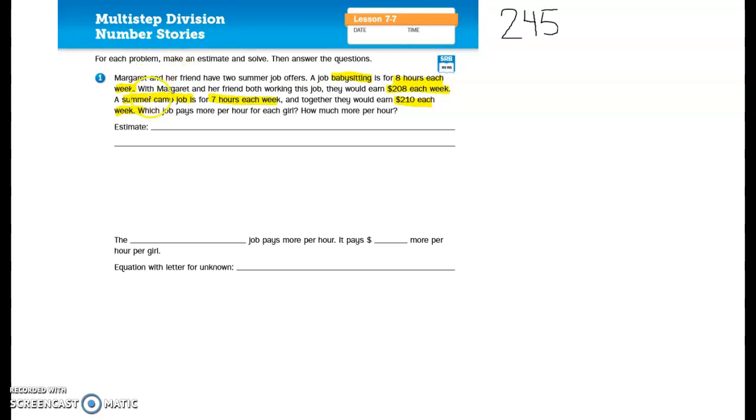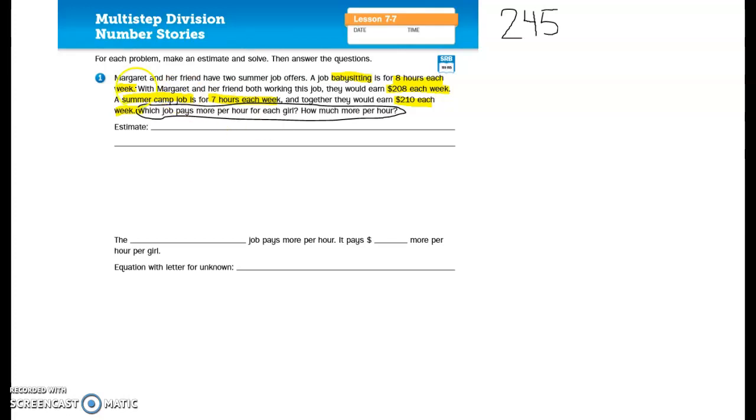So, which job pays more per hour for each girl? How much more per hour? There's some really important language we want to pay attention to in here, because it's not just Margaret making $208, it's Margaret and her friend making $208 each week. Same with the summer camp job. Together, they would be earning $210. So it's asking which job would pay more per hour for each girl in the final question. You're going to have to pay attention to your answer and make sure that you're figuring out how much it's going to be for each girl and not for them total.